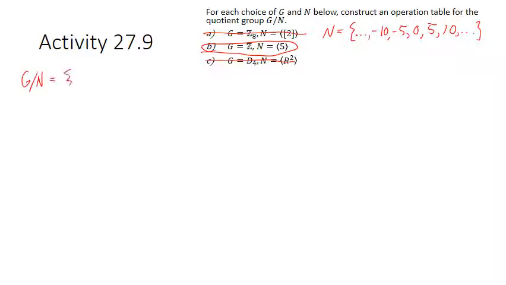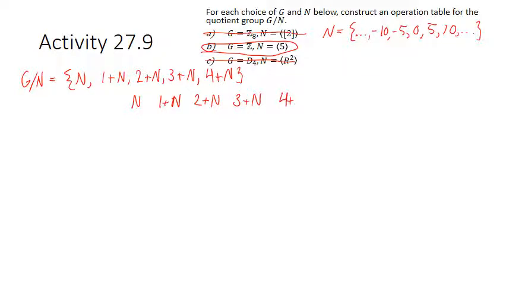So obviously n is going to be in there. And then what else needs to be in there? So there's going to be 1 plus n, 2 plus n, 3 plus n, and 4 plus n. And then if you try to do 5 plus n, that'll just be n again. So those are the only 5 cosets that you need to partition the integers. So that is all of them. And so for our group operation table here, it's only going to have 5 rows and columns. So I'm going to have n, 1 plus n, 2 plus n, 3 plus n, and 4 plus n.